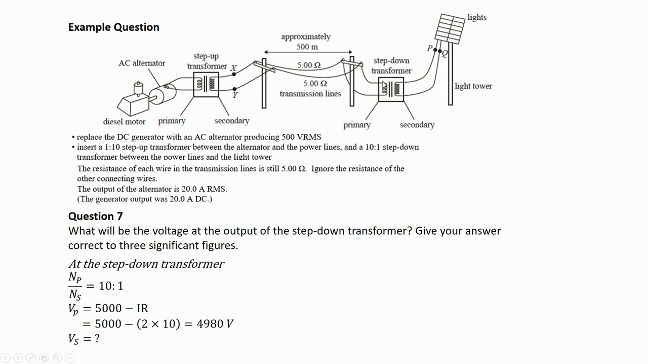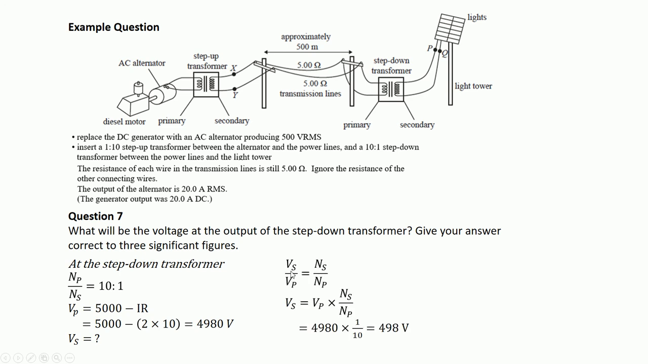The voltage going into the primary coil was 5,000 here, but it's lost that voltage drop of IR, which was 2 amps times 10, so it's lost 20 volts. So by the time that 5,000 volts from the first transformer's secondary coil reaches the second transformer's primary coil, it's lost 20 volts, so it's down to 4,980 volts. It then has a step down of 10 to 1, so the voltage received at the secondary coil of the step-down transformer will be 1/10 of that.